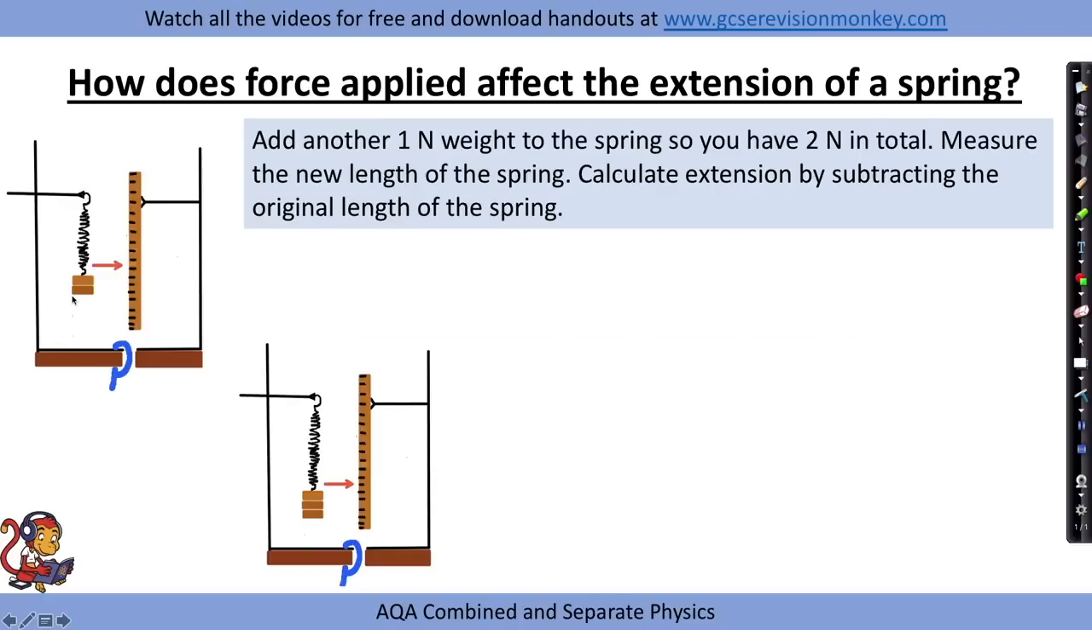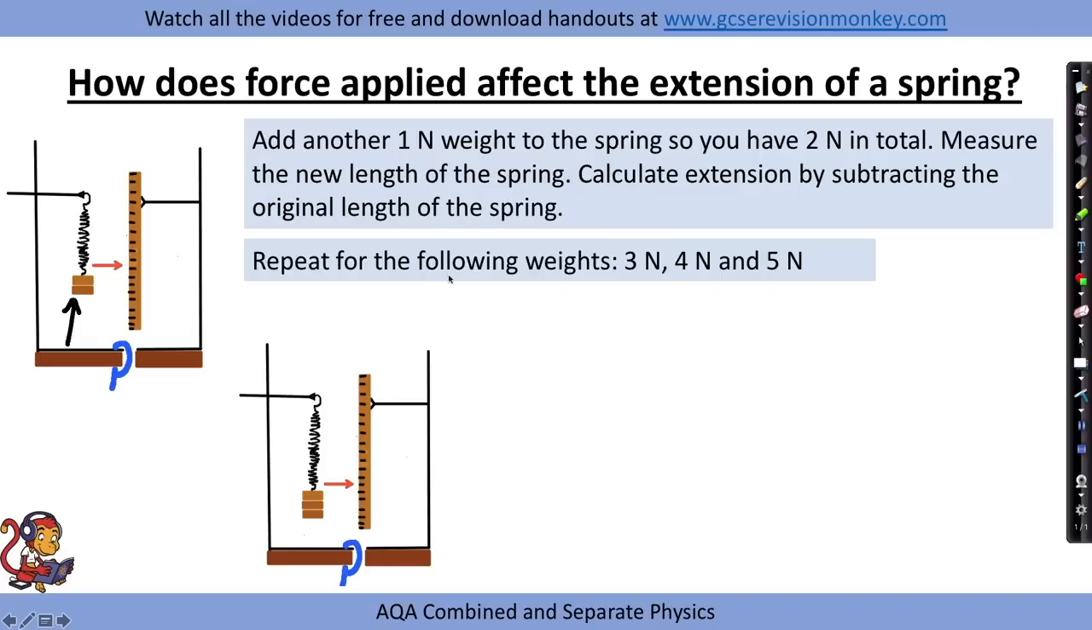We then add another Newton weight to the spring, so you have 2 Newtons in total now as the force being applied to the spring. And we measure the new length of the spring and again calculate the extension by subtracting the original length of the spring. We then repeat it for the following weights. So we keep adding weights to the bottom and we'd use 3 Newtons, 4 Newtons and 5 Newtons, for example, on the bottom of our spring.